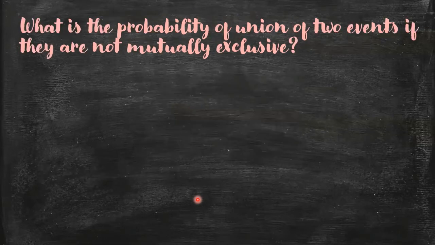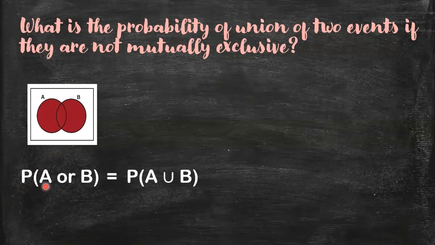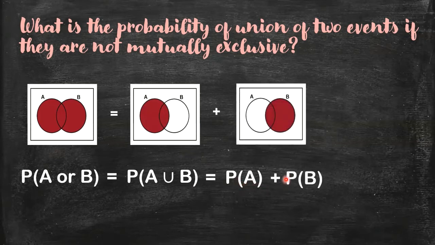Now, how do we get the probability of union of two events if they are not mutually exclusive? Let me show you a Venn diagram of two events that are not disjoint or that are not mutually exclusive. Madali lang, di ba? Mayroon lang silang intersection. So we get the probability of A or B, or the probability of A union B. Actually, napakita ko na to sa mga previous videos ko. Una, we get the probability of A. Ito yun. Next, we get the probability of B.